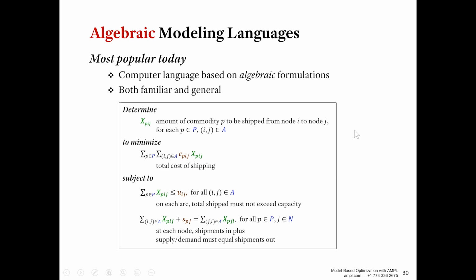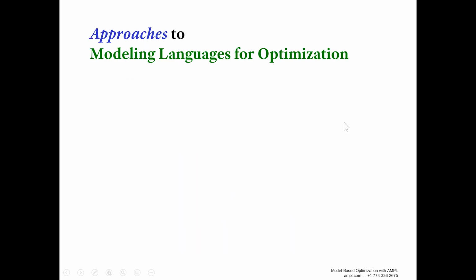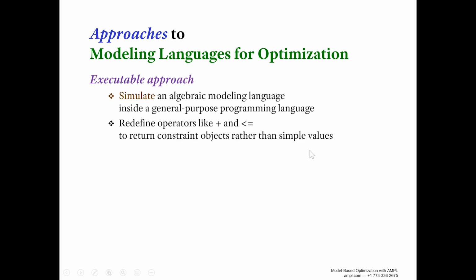And so that's what I want to move along to the third part of the talk, which is on approaches to modeling languages, and specifically algebraic modeling languages, and ask what approach you should take. And again, there are two main approaches. There's an executable approach where you build a modeling language by simulating it inside a general purpose programming language. Maybe C++, maybe Python, something like that.